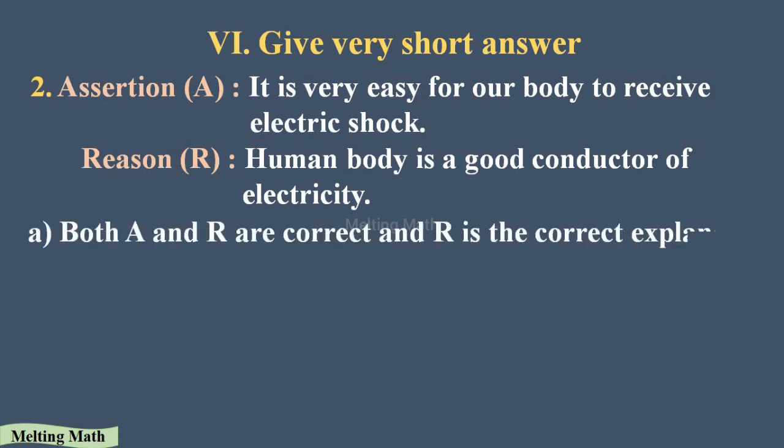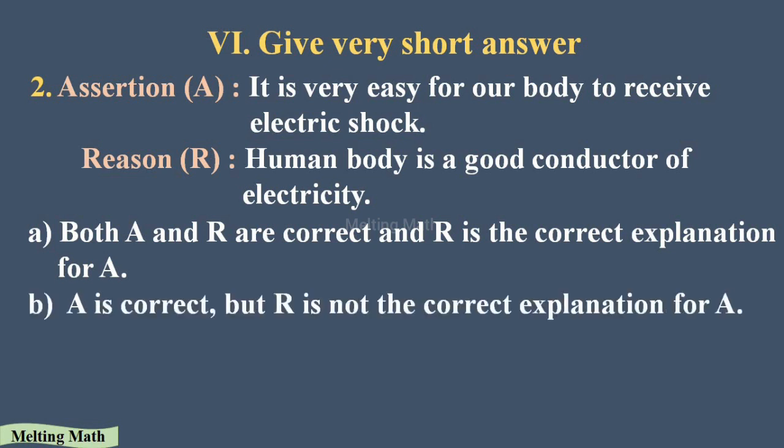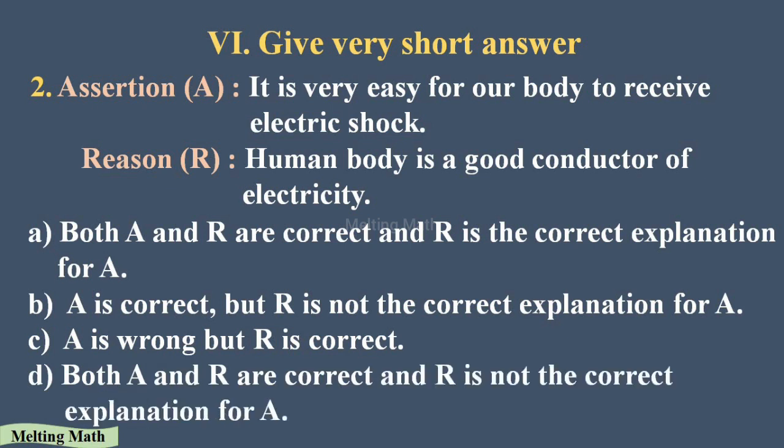Both A and R are correct, and R is the correct explanation for A. Option B, A is correct but R is not the correct explanation for A. Option C, A is wrong but R is correct. Option D, both A and R are correct and R is not the correct explanation for A. So from the above assertion and the reason, we have to write whether it's correct or wrong.